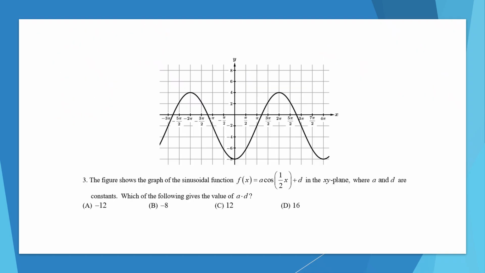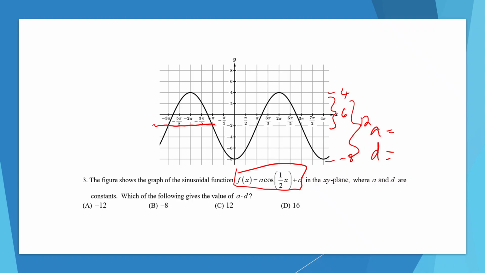All right, number 3. Here we want to find the value of a and d given this cosine function. So here, let's start with d, our midline. We have a maximum at 4, and then we have a minimum at -8. And so the distance between this is 12. Half of that should be 6. And then 6 down from +4 will be -2. So that should be our midline here. That looks like a midline visually, and so d is going to be -2.